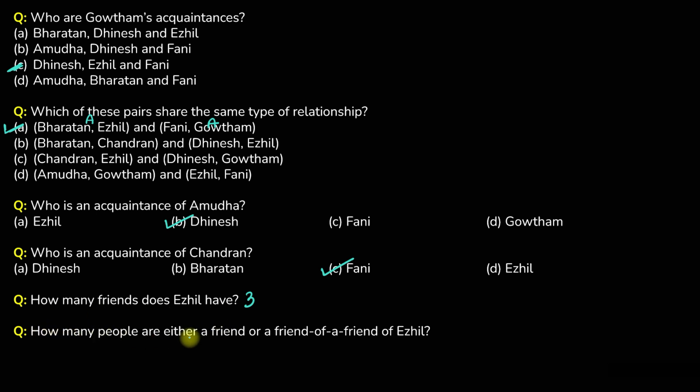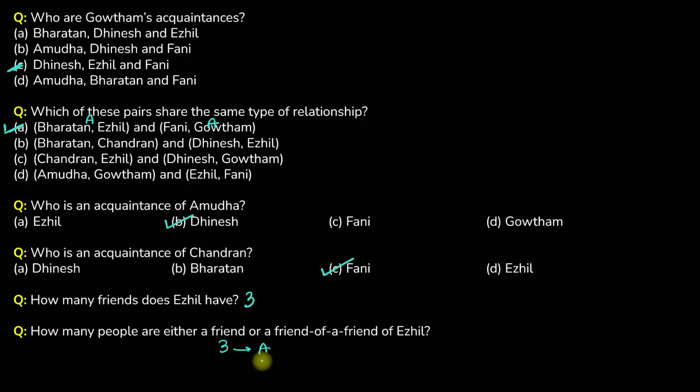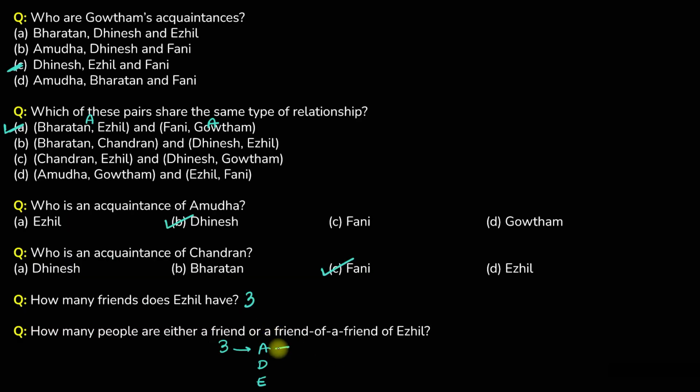And last question, how many people are either a friend or a friend of Azil? Okay. So we know direct friends of Azil are 3. And who are these 3 friends for Azil? It's A, D and E. So these 3 people are A, D and E. So these 3 are friends of Azil. And how many are friend of a friend for Azil? So let's look at. For A, friends are E. So E is the only friend of A. So no additional friend over here for A.